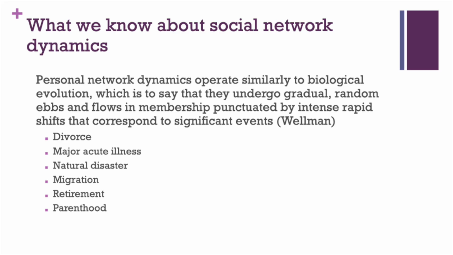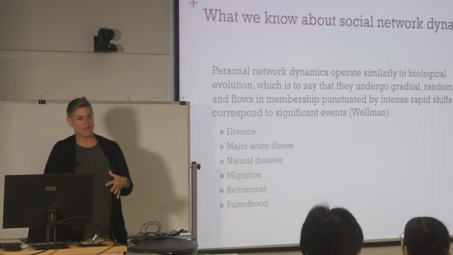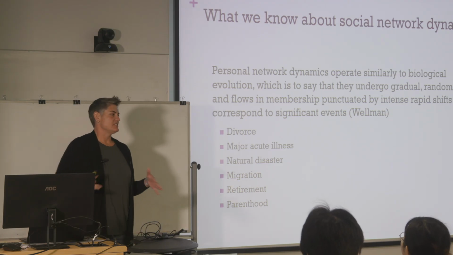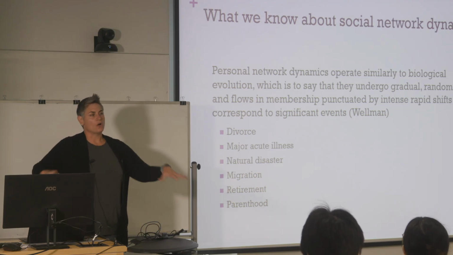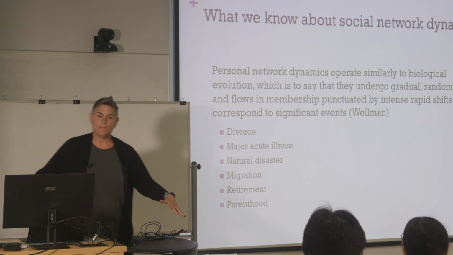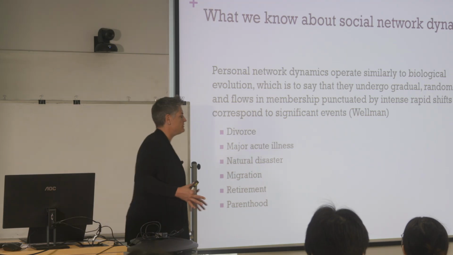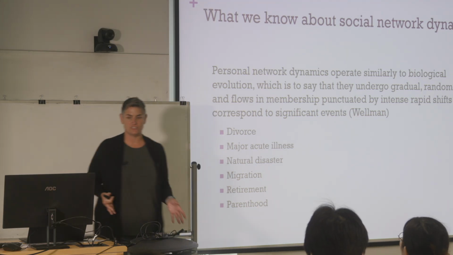And so I love this quote by Barry Wellman. I'm a huge Barry Wellman fan. Some might call me a stan. But basically, he has this quote where he talks about how personal network dynamics operate similarly to biological evolution, which is to say that they undergo these gradual, random ebbs and flows across the life course, but then they're punctuated by these intense, rapid shifts that correspond to significant events or significant changes in your life.